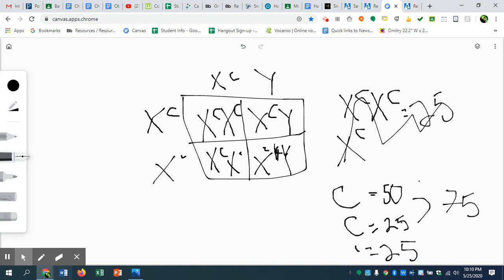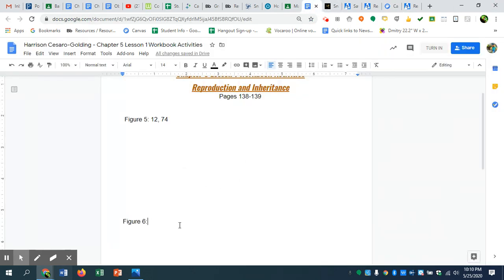So what's the chance that these two will have a child with normal vision? 75%. So on your activity, you're going to write for number 2, 75%. And we're going to do number 3. Okay. Let's go back to our activity.